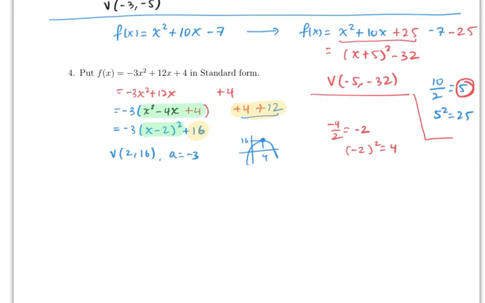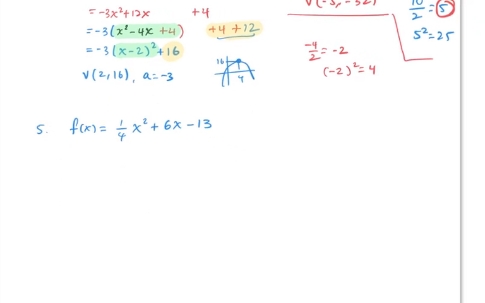Okay, so try this one. Let's say this is example number 5. And let's say f of x is equal to 1/4 x squared plus 6x minus 13. Okay, try that for 5 minutes.